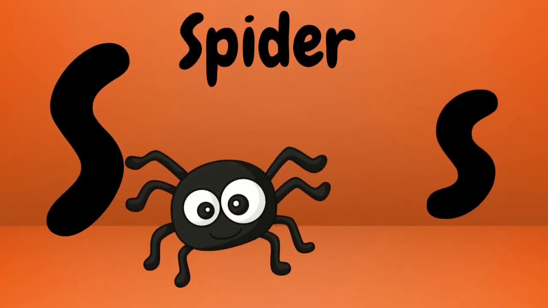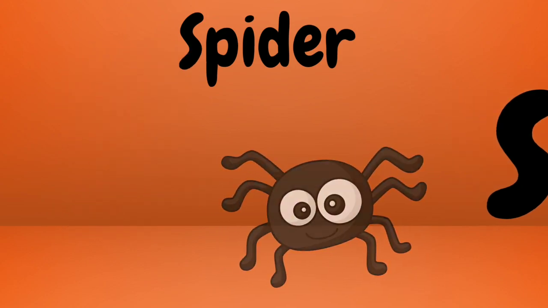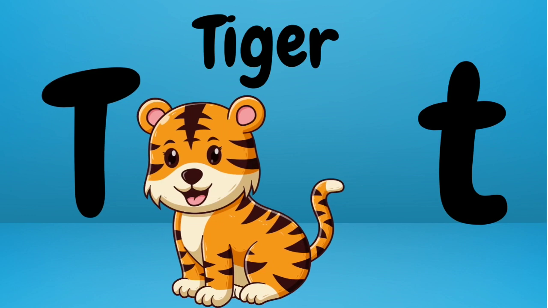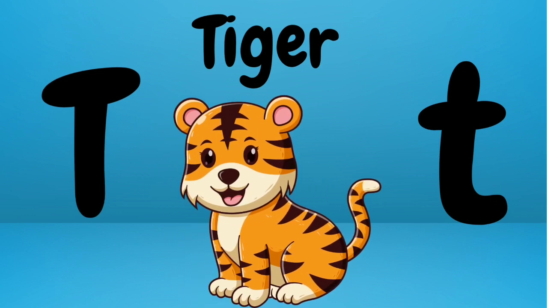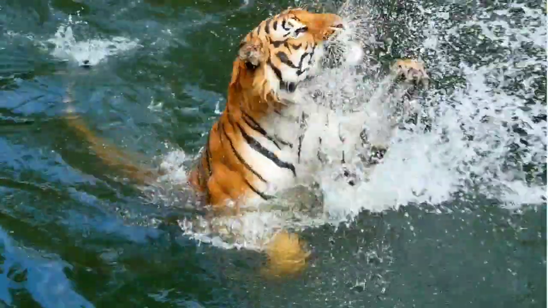S is for spider, spider, spider. This is a spider. T is for tiger, tiger, tiger. This is a tiger.